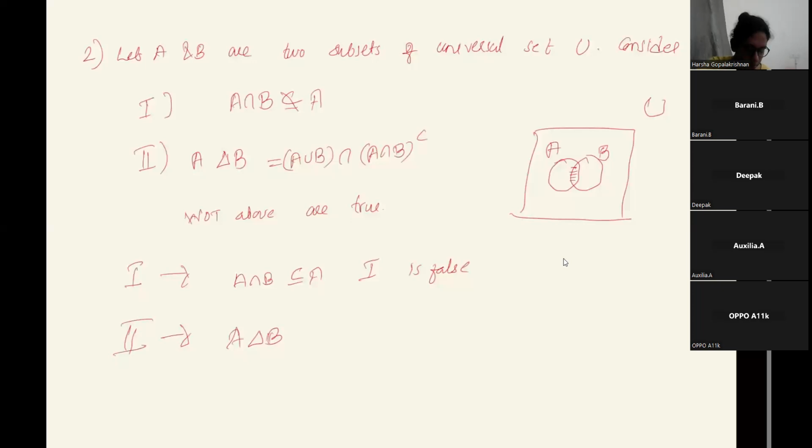A difference B union B difference A. Okay. It has one more alternative definition. Anyone know that? We can write it as A union B minus A intersection B.